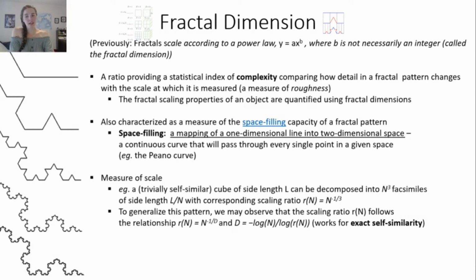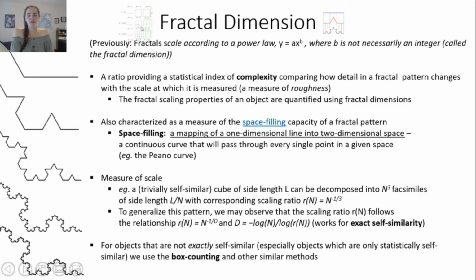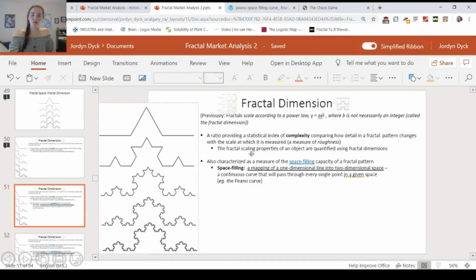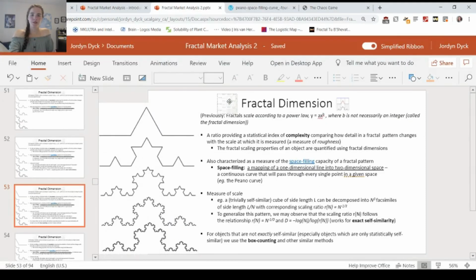So it's a measure of scale. For example, a trivially self-similar cube of side length L can be decomposed into n to the 3 facsimiles of side length L over n, with corresponding scaling ratio R of n equals n to the negative 1 over 3. I have an image of this, actually.